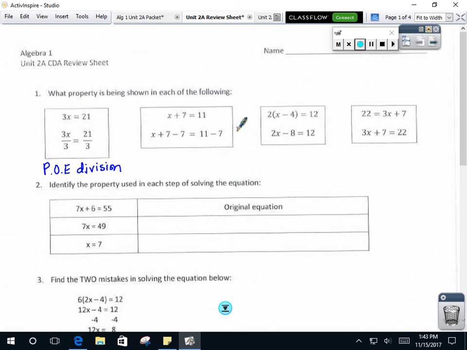Okay, second box, x plus 7 equals 11, and then in the second step, what are they doing on both sides? So what property is that? Property of equality for subtraction. Okay, the third box, what's going on? Right, they've distributed, so distributive property.